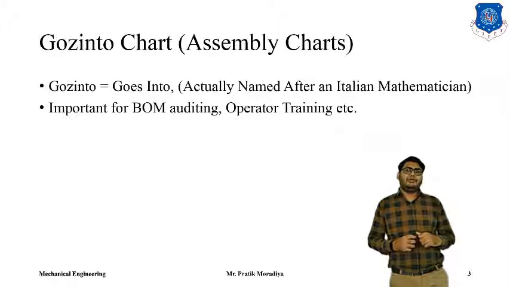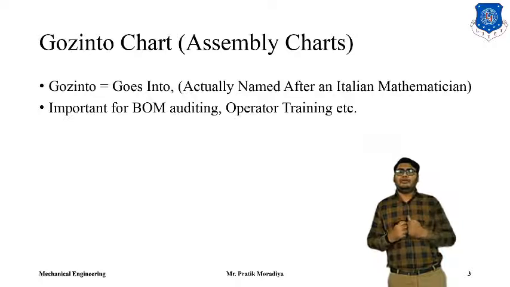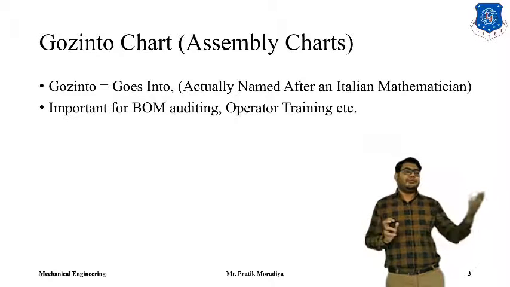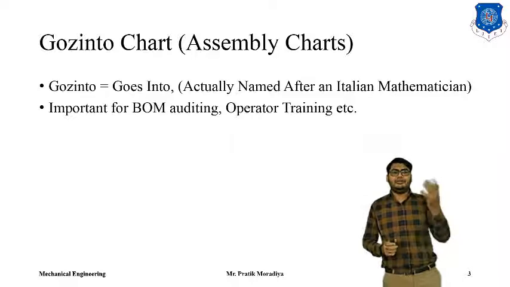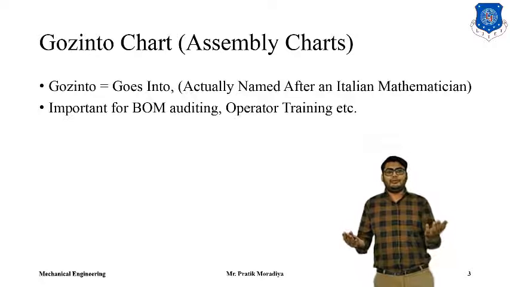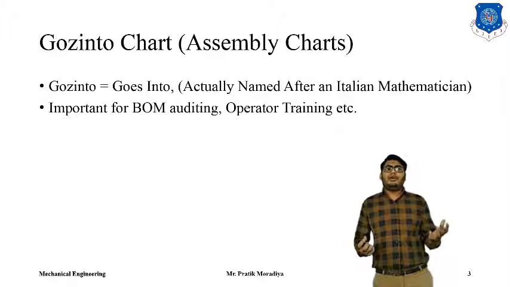Why is it important? Because once you have obtained the bill of material, you want to check whether your bill of material is correct or not. So if you have the Goes Into Chart, you compare it with your bill of material. Are there any components which are there in the bill of material but not used in the Goes Into Chart? That means that either you have missed something in your Goes Into Chart or you have added something extra in your bill of material.